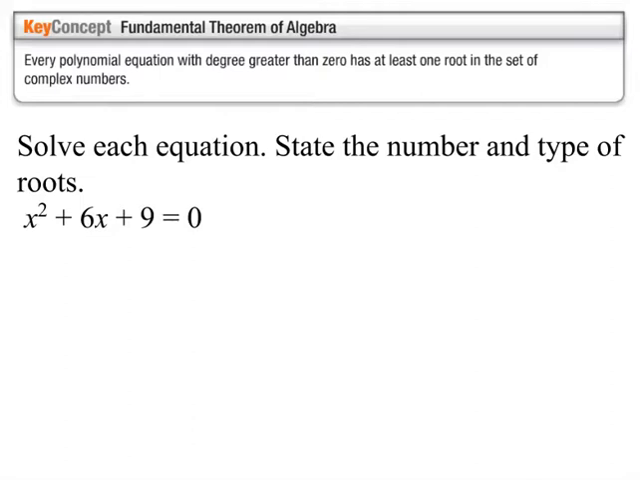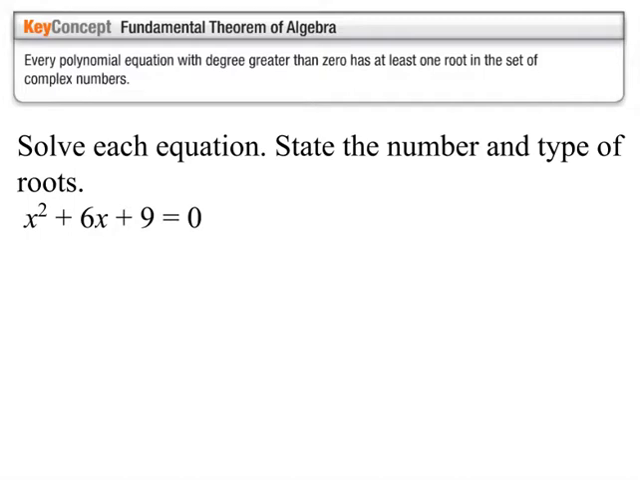So real quick, we're going to talk about the fundamental theorem of algebra. Some people think that this is like the most important theorem of all math. Okay, I'm not one of those. But it says every polynomial equation with degree greater than 0 has at least one root in the set of complex numbers. So basically they're saying if a polynomial equation has a degree greater than 0, it's got at least one root.